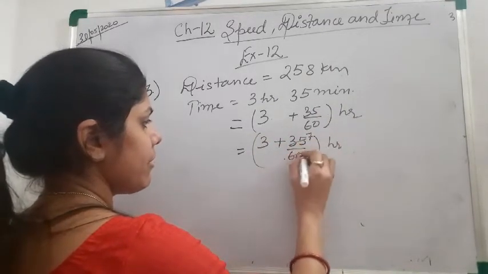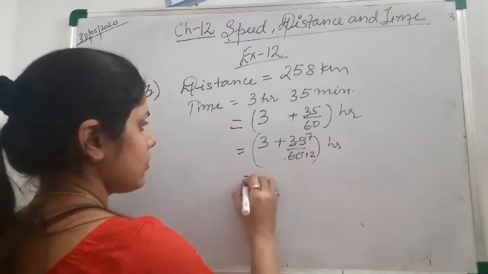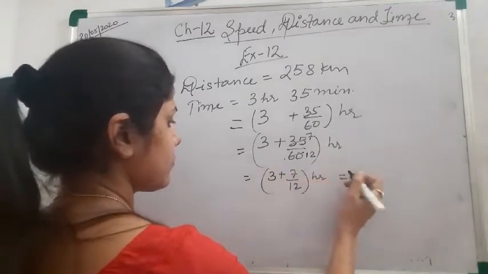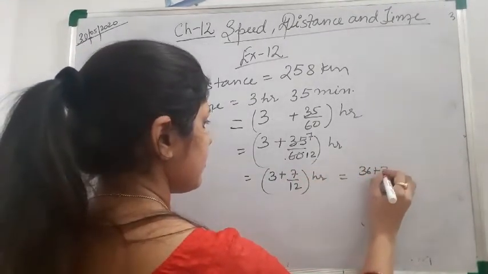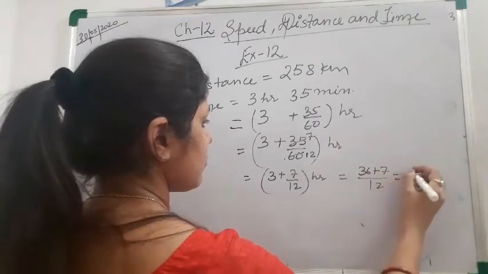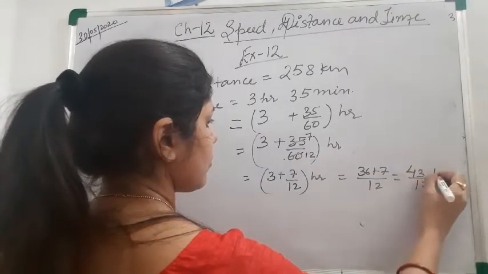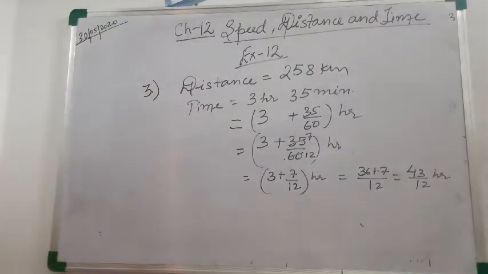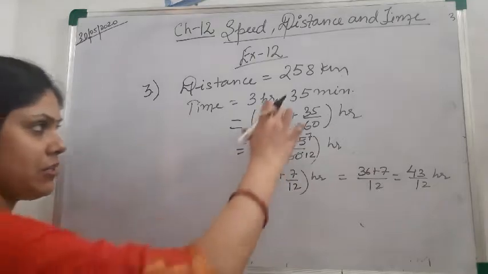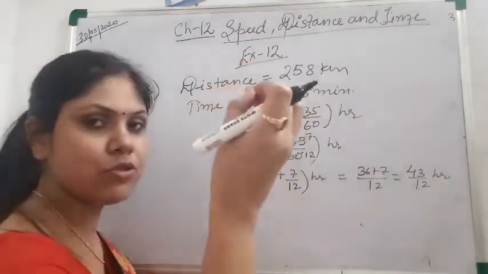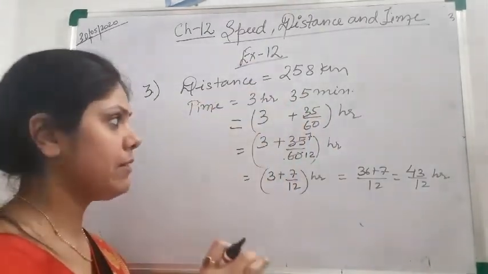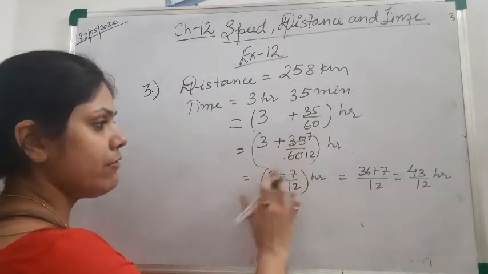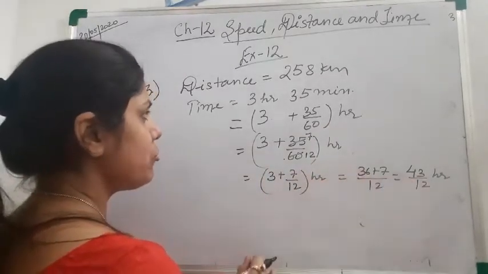Five sevens are 35, so 3 plus 7 upon 12, which gives 43 upon 12 hour. What I have done is convert minutes into hours. To convert minutes into hours, from lower to higher unit, we divide by 60. This can be reduced to 7 upon 12. 3 plus 7 upon 12 gives 43 upon 12 hour.